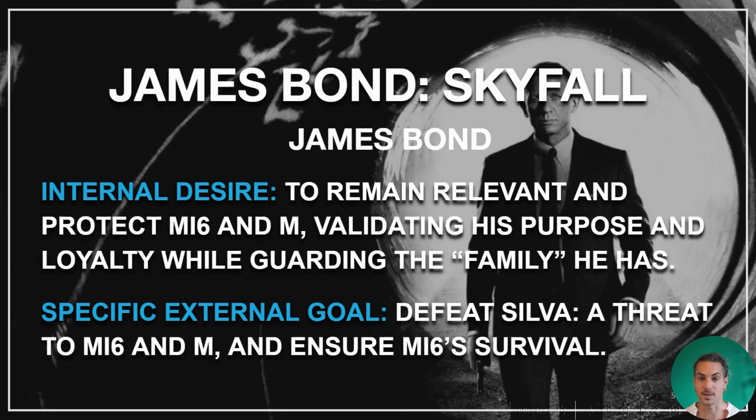In James Bond, the movie Skyfall, James has the internal desire to remain relevant and protect MI6 and M, validating his purpose and loyalty while guarding the family that he has. And the reason that this is important to him, the family aspect, will become clear as we go through the character alchemy process later on and drill in to James Bond's psychology. But in order to fulfill that internal desire of protecting M and MI6, he has to defeat Silva, his plot-specific external goal, who represents a threat to MI6 and M, and in doing so, Bond can ensure MI6's survival.